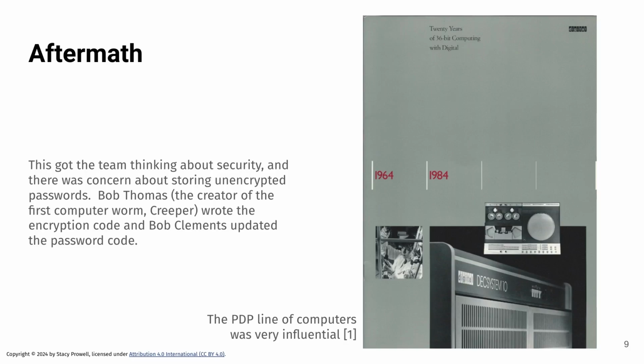So they recruited Bob Thomas. Bob Thomas is the creator of the first computer worm, Creeper. Sometimes you'll hear Morris referred to as the creator of the first computer worm. Bob created Creeper before Morris did. He just didn't let his get loose and take down the nascent internet. So Bob Thomas wrote the encryption code. Bob Clements then updated the password code, and now we have encrypted passwords, and we're beginning down this long, treacherous, never-ending path of password security, exploit security, exploit security.